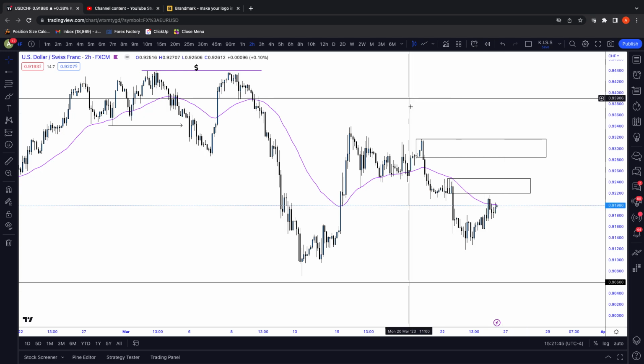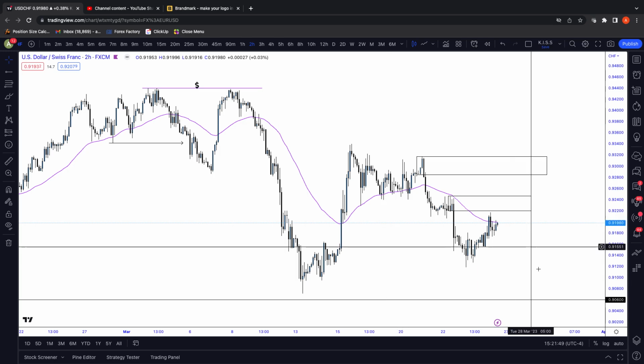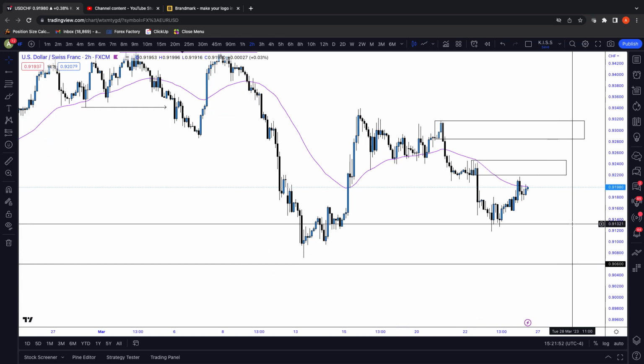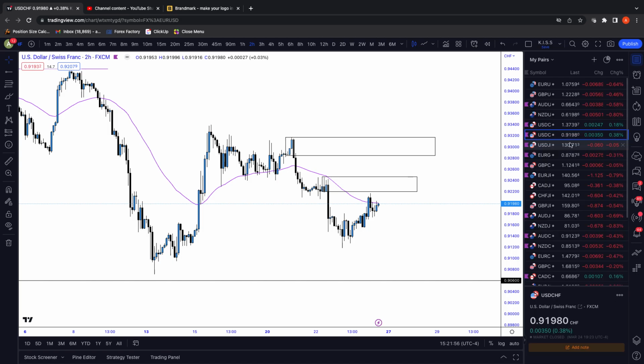And if we do breach that, then obviously I think we're going to go ahead and then take out the buy side liquidity resting above those highs there. All right, so that's Swissy. Just hasn't been ideal price action.